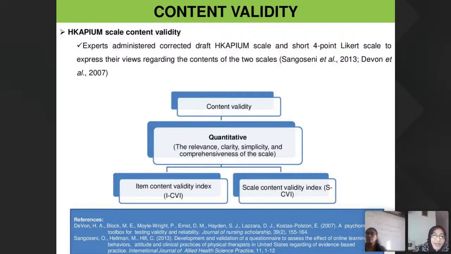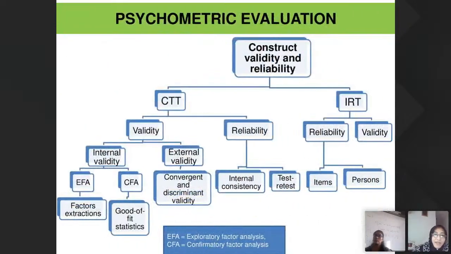For the content validity, we are using the I-CVI and also the S-CVI. So we use the item content validity index and the scale content validity index. We want to ensure the instrument shows relevance, clarity, simplicity, and comprehensiveness. So this is what we have done overall, that I showed in this table.